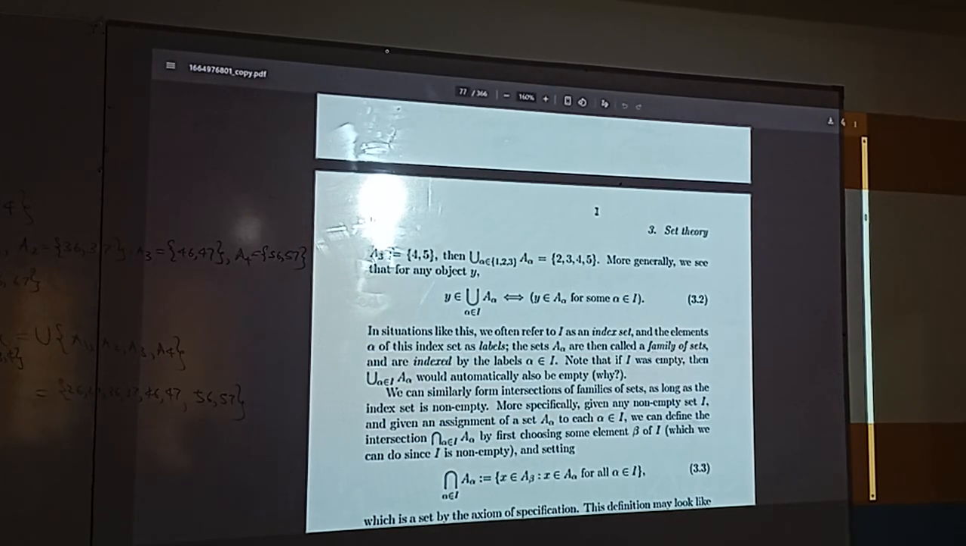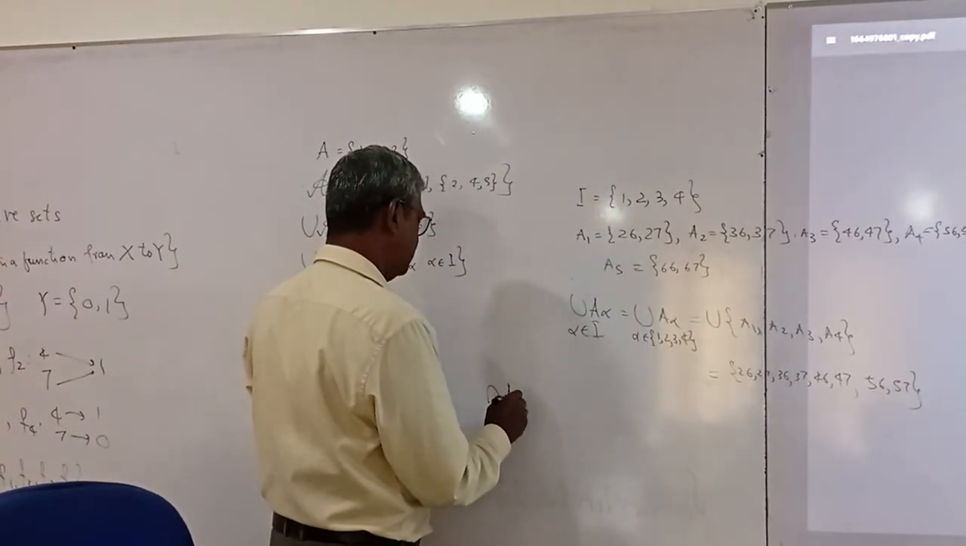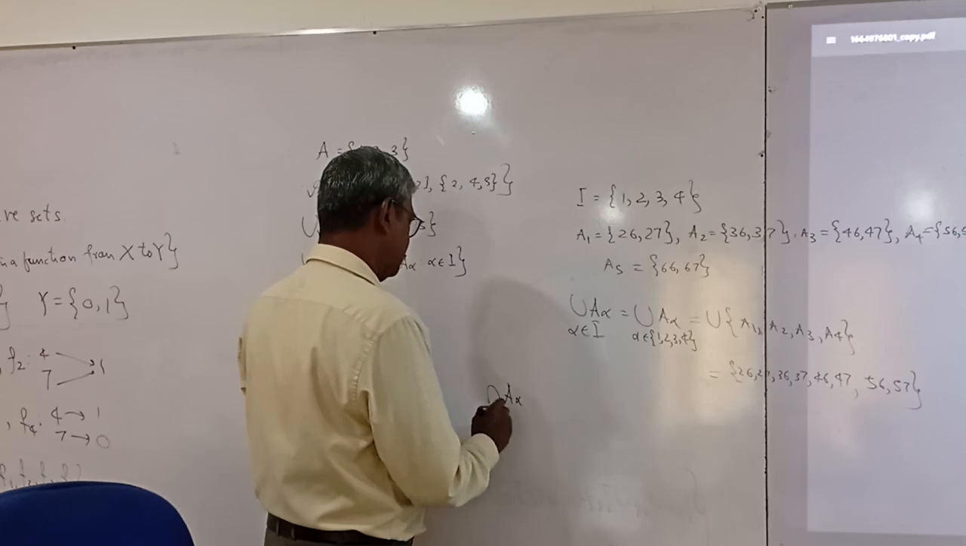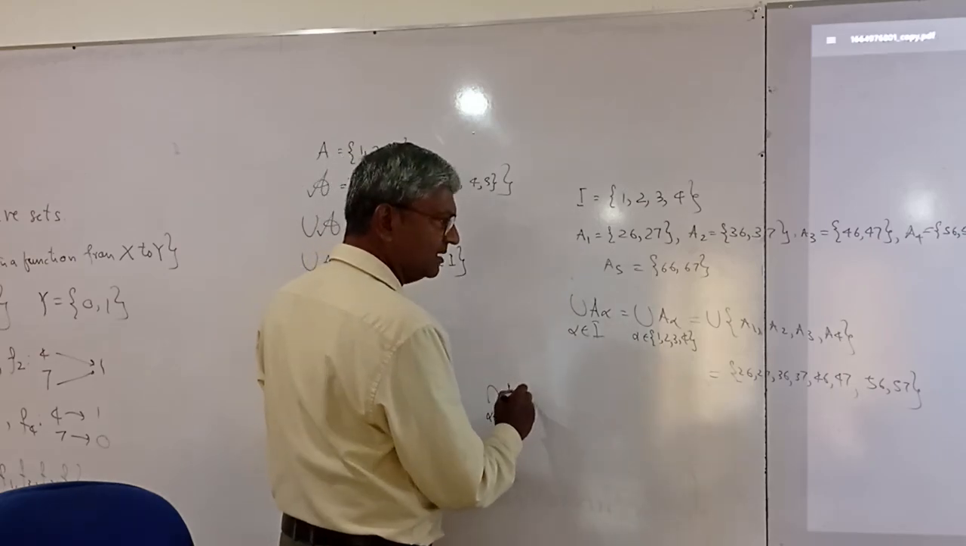More specifically, given a non-empty set capital I and given an assignment of a set A alpha to each alpha belongs to I, we can define the intersection of A alpha, alpha belongs to I, by first choosing, and I don't know why he did it like this, anyway. I don't understand why he did this. A alpha, alpha belongs to I. I am writing it because he has done it.